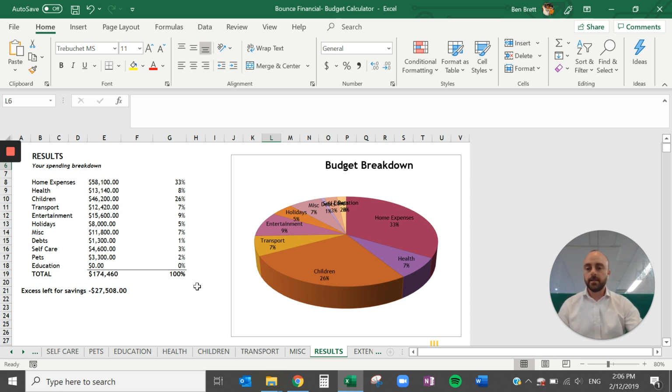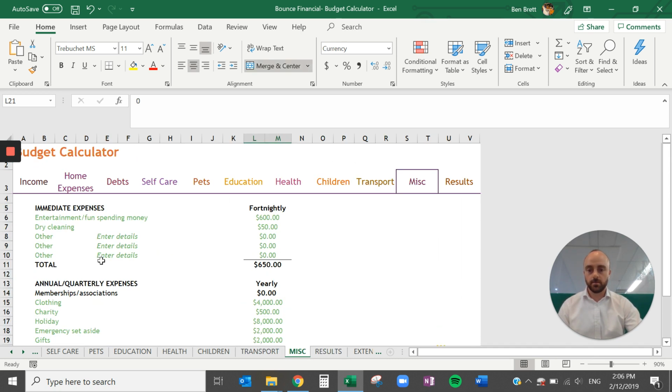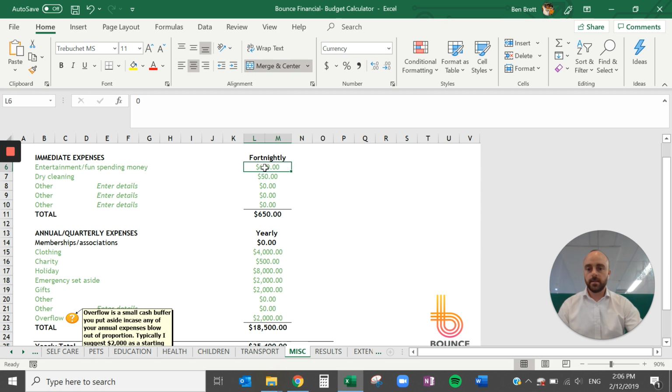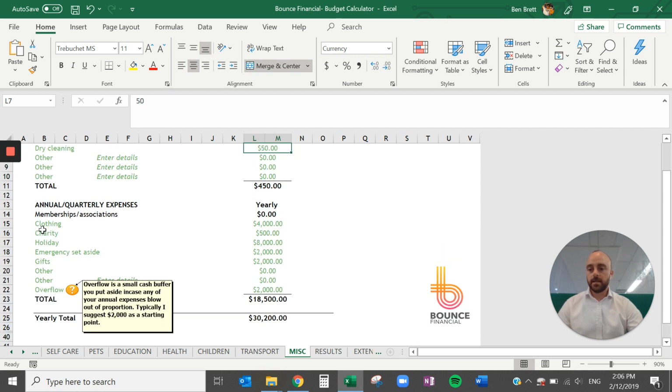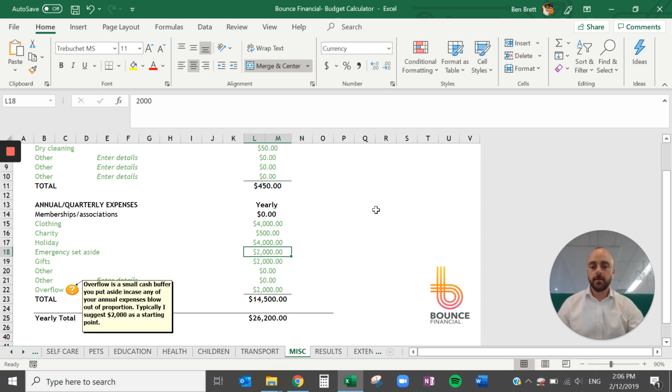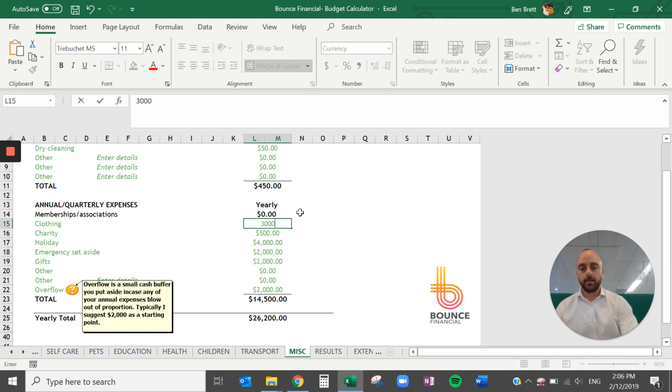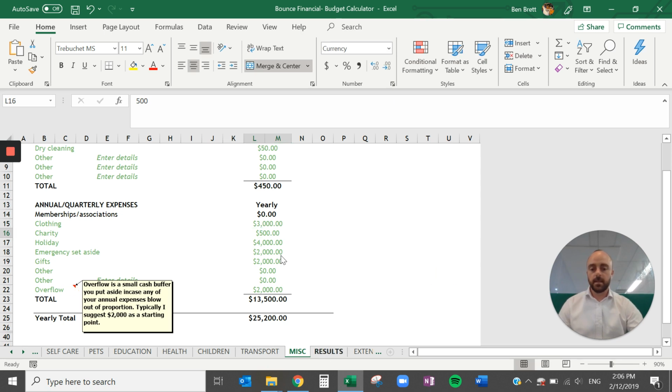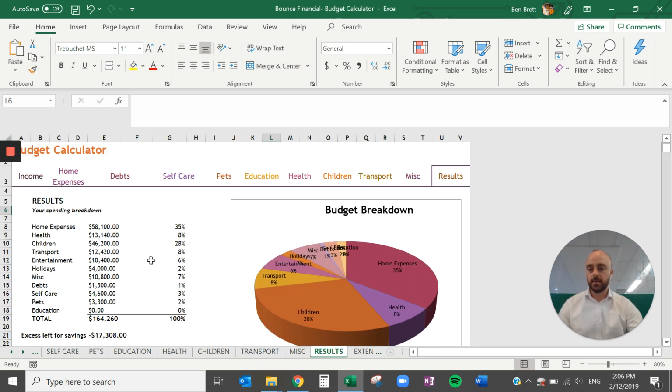So let's try and get this budget to balance. Let's bring down entertainment fund spending money. Let's assume it's $100 each, so that comes to 400. That should move the dial a little bit. Now, our holidays, we won't be able to take an international one this year, so let's put a local one in there, and let's pull down clothing a little bit, and we'll see how that looks. Okay, so we're $17,000 off.